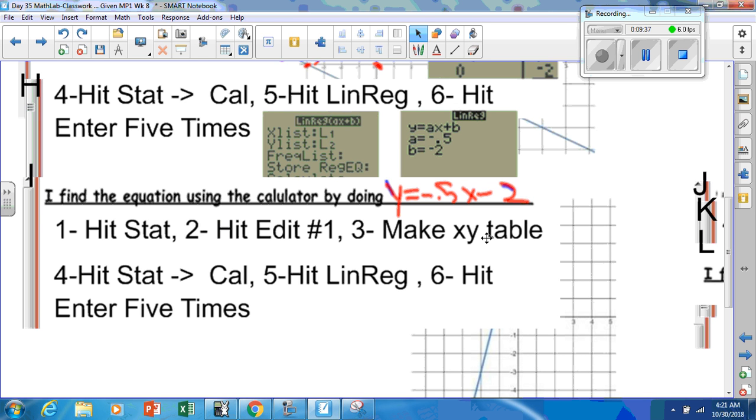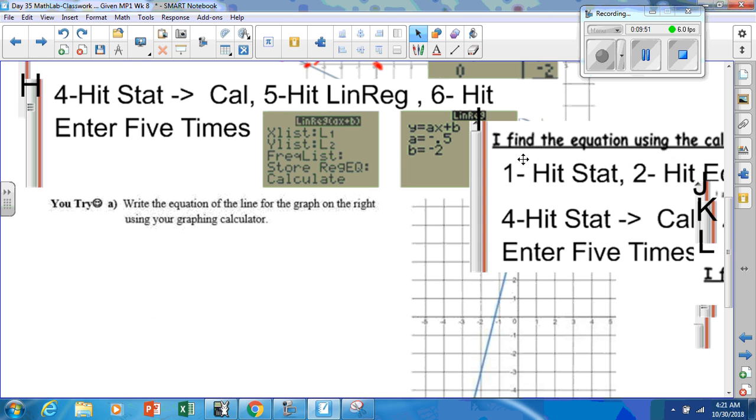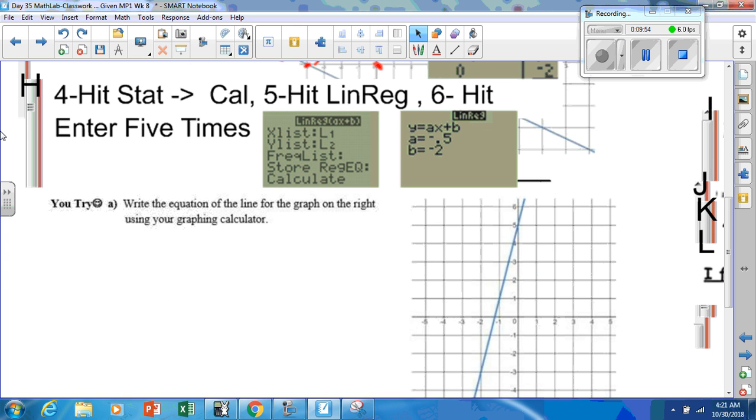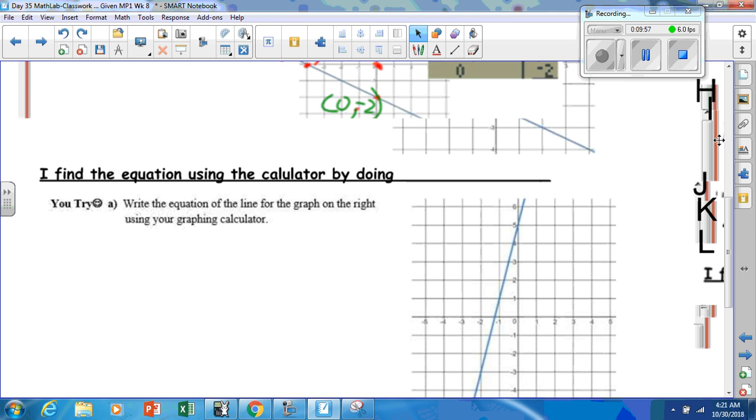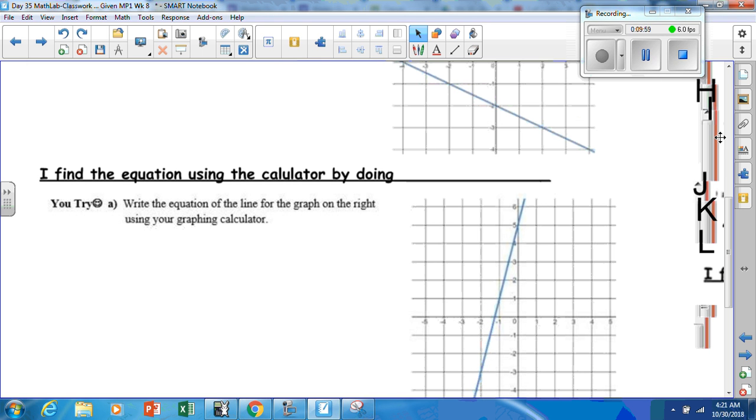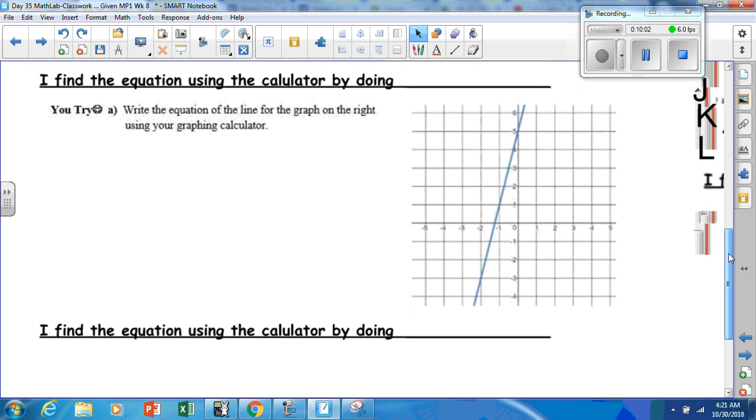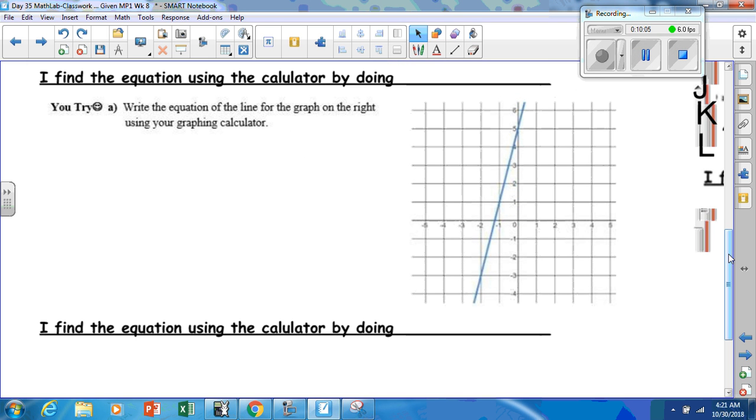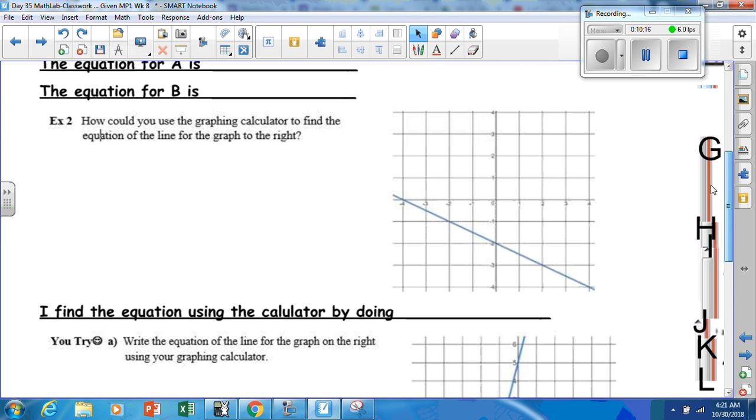All right, let's take a look at the next question. In our next question, what I'm being asked to consider is the following. I am to write the equation of the line for the graph using a graphing calculator. Ooh. This kind of looks similar to this. Are the graphs that different? Oh yeah, I guess this is definitely different because this has a negative slope and this has a positive slope. So should we do anything different?